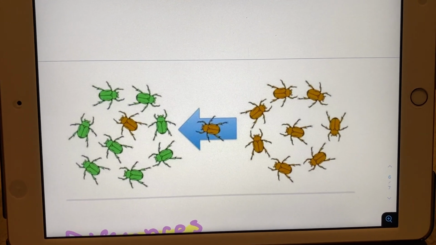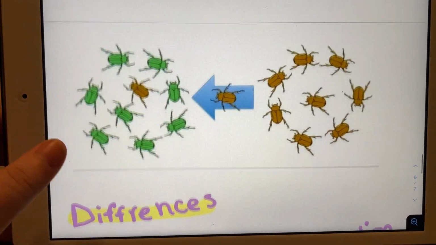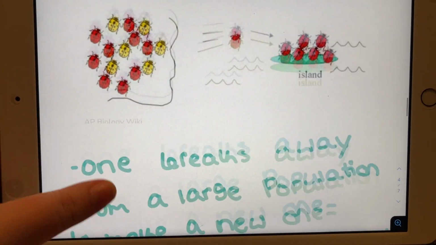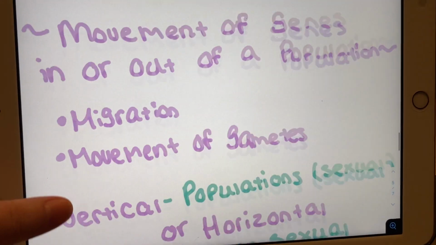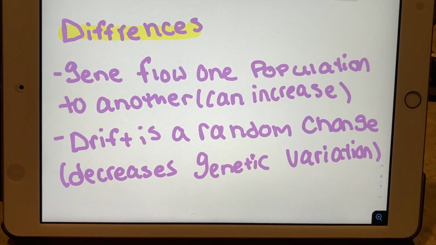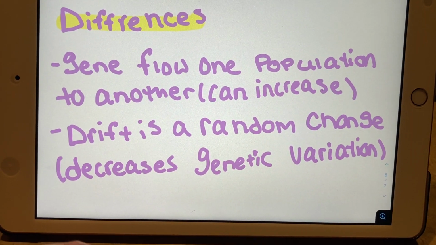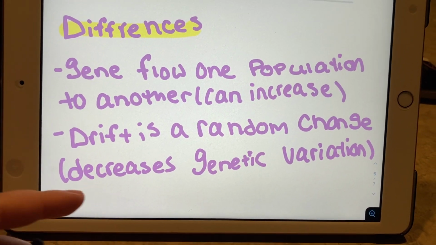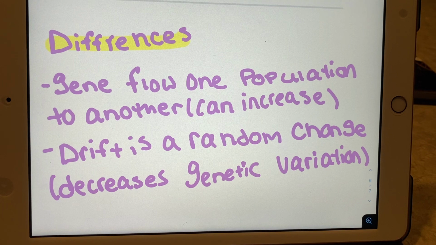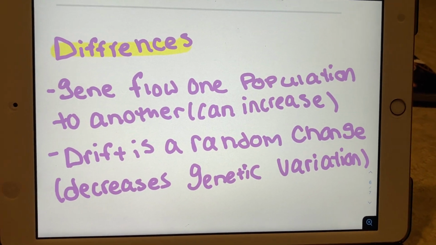population. And some differences, since these two, gene flow and genetic drift, often seem the same. The difference is gene flow has one population to another that can increase, but it can also decrease, while drift is a random change. It can decrease but not increase genetic variation.